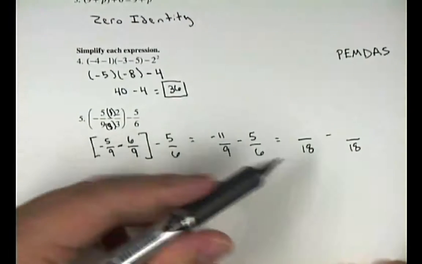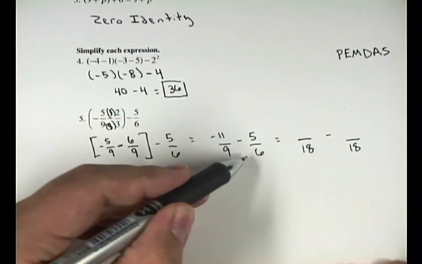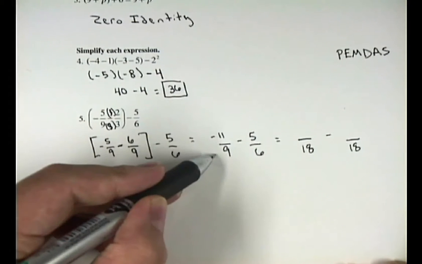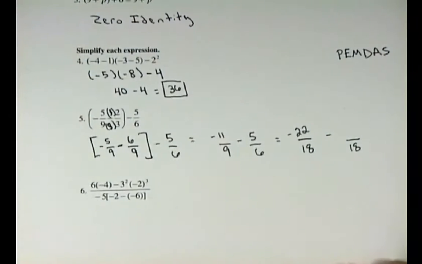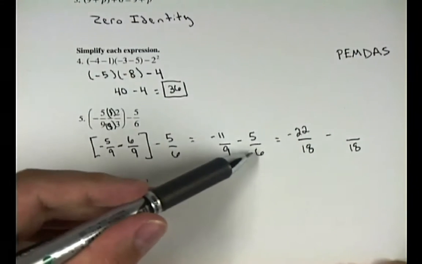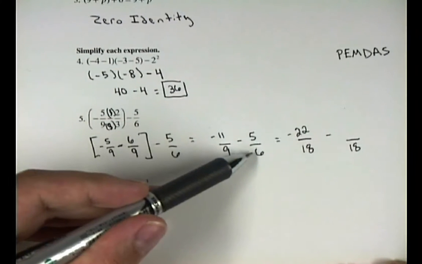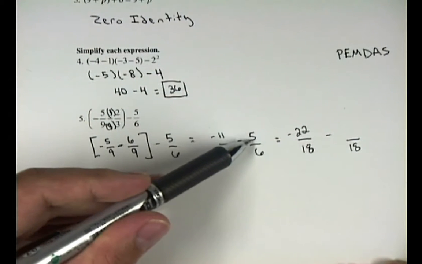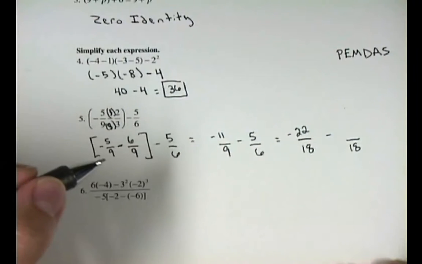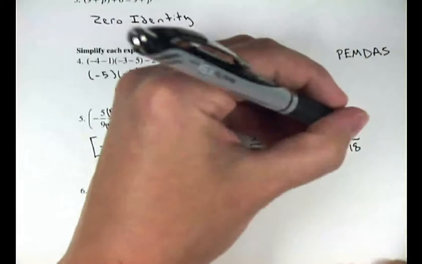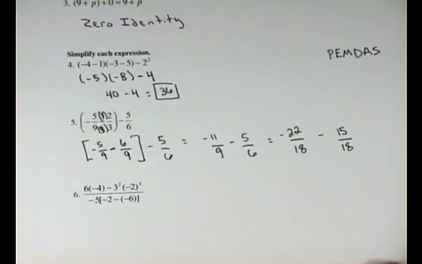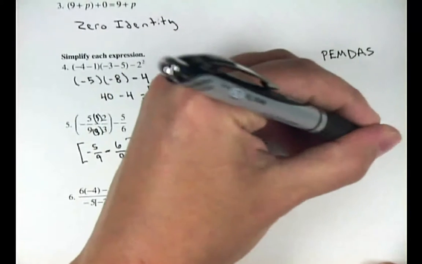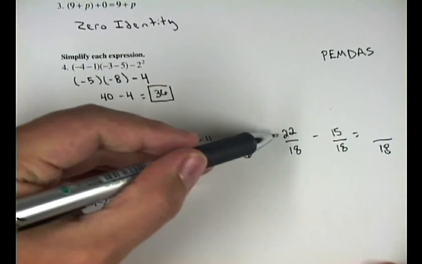To get 9 to look like 18, I'd have to multiply it by 2. What I do to the bottom, I'd have to do to the top, so this becomes -22/18. To get 6 to be 18, I'd have to multiply it by 3. What I do to the bottom, I would have to do to the top, so this becomes -15. But there's already a minus sign there, so 15. Now you should just do your top, keep your bottom. -22 minus 15 is a -37.